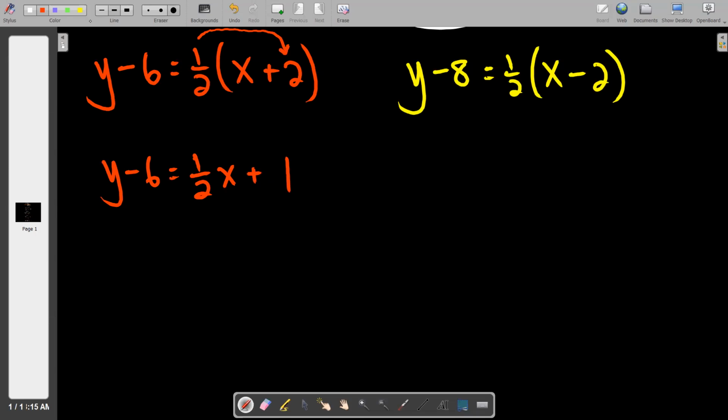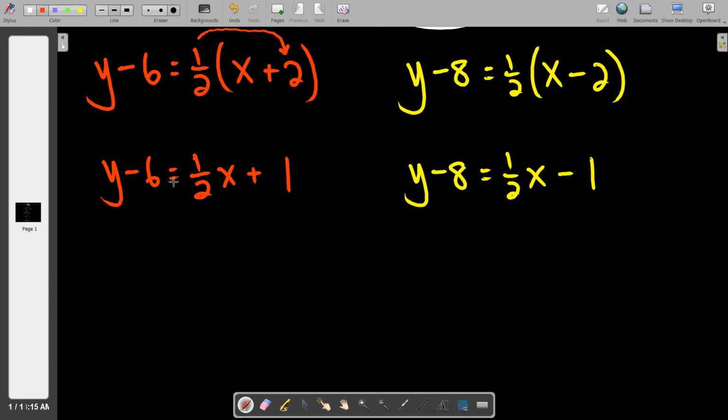Okay, let's head over to the yellow one and do Jesse's distribution. So we have y minus 8 equals, obviously, 1/2 of x. And again, take that second distribution. What's 1/2 times the negative 2? Minus 1. Very good. All right, let's finish it off.